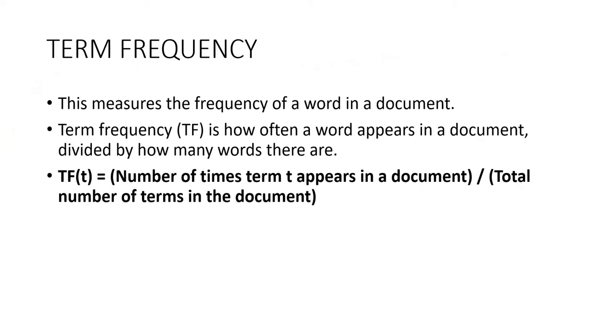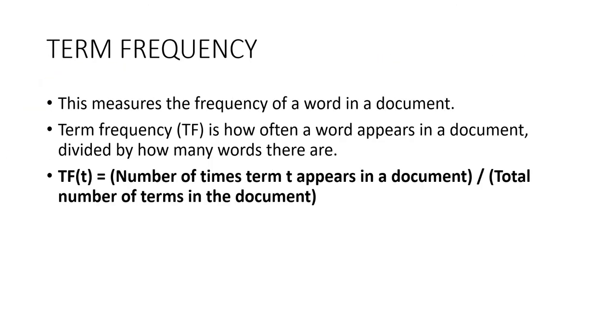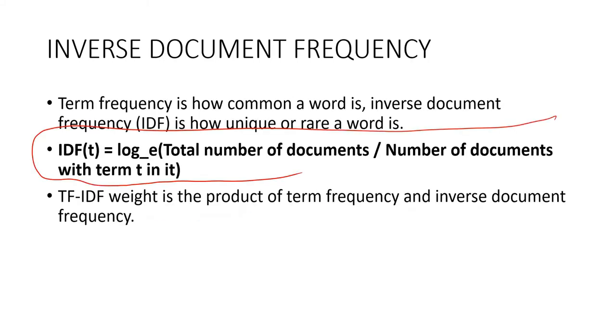I will tell you what term frequency is. Term frequency measures the frequency of a word in a document. The formula is: number of times term T appears in a document, where T means a word, divided by the total number of terms in the document. That's term frequency. Document frequency is the number of documents in which the word is present.